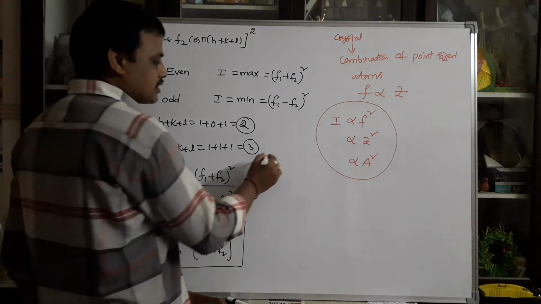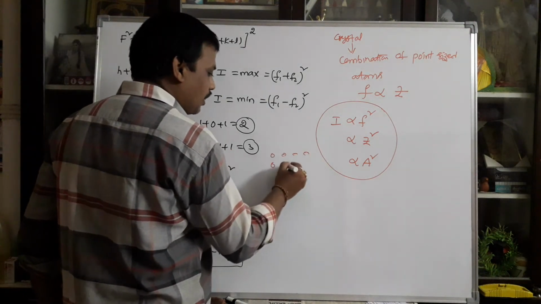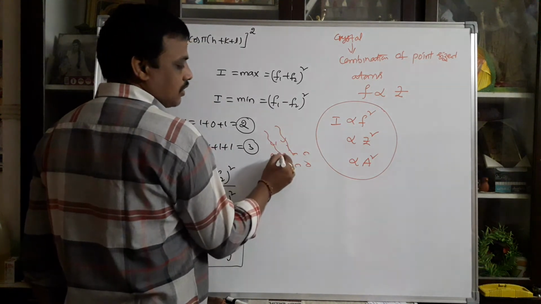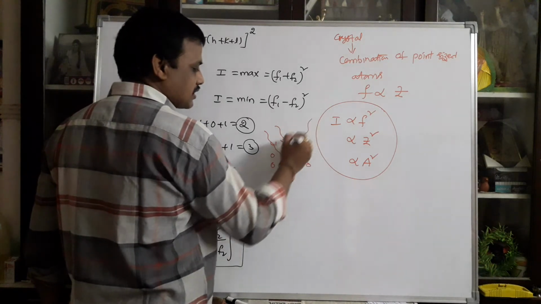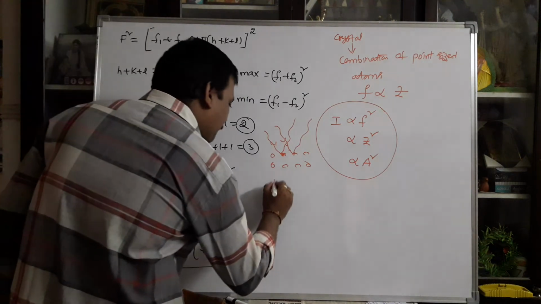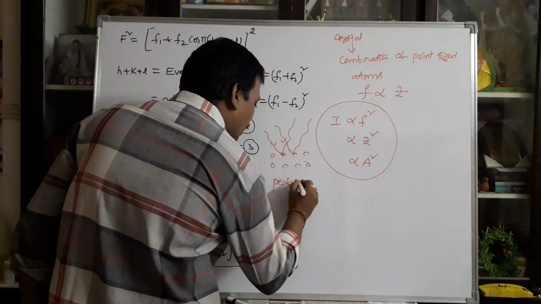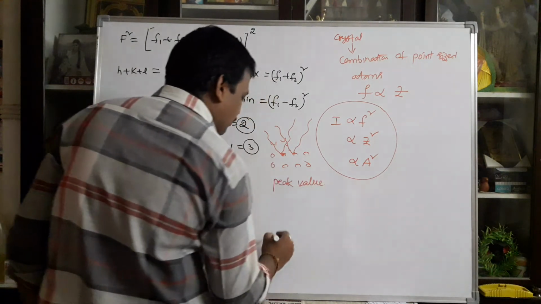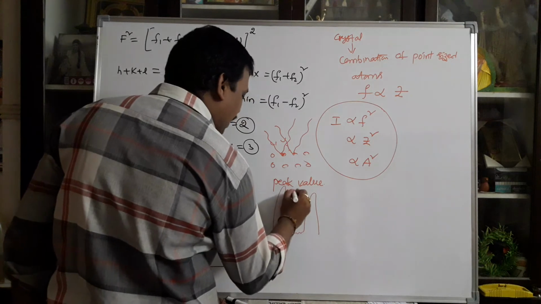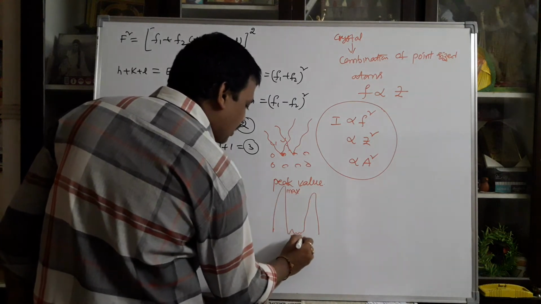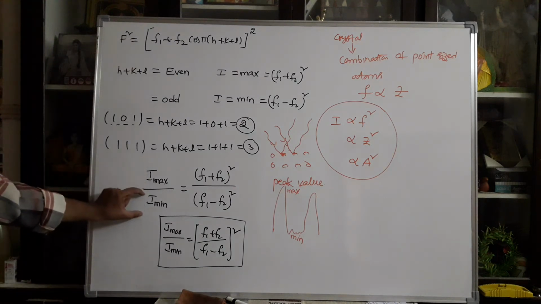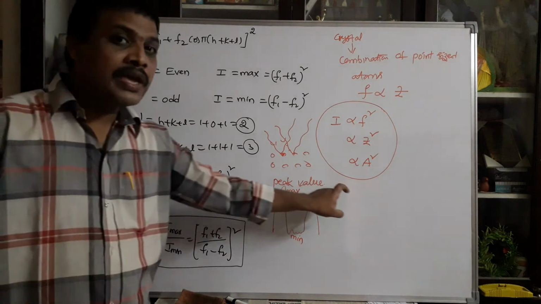So you can take the crystal and send X-rays onto it. On the lattice points, the X-rays are diffracted. Once the X-rays are diffracted, you can get peak values, sometimes the highest peak, sometimes the lowest peak. The highest peak value gives the maximum, and the lowest peak value gives the minimum. So maximum intensity and minimum intensity occur with respect to the peak values.